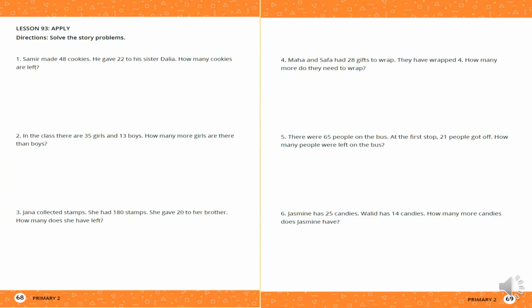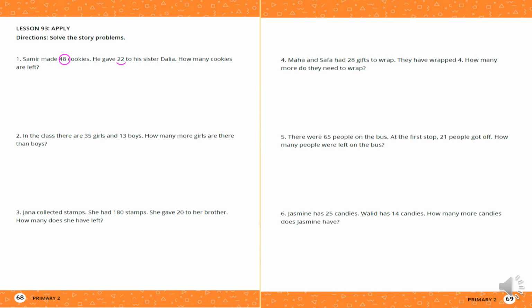Lesson 93, the apply part. Directions: solve the story problems. Question number 1, Samir made 48 cookies. He gave 22 to his sister Dalia. How many cookies are left? Now look carefully to find the keyword. The keyword here is left. More than, less than, difference, left are keywords of what? Keywords of subtraction. So we will apply subtraction.